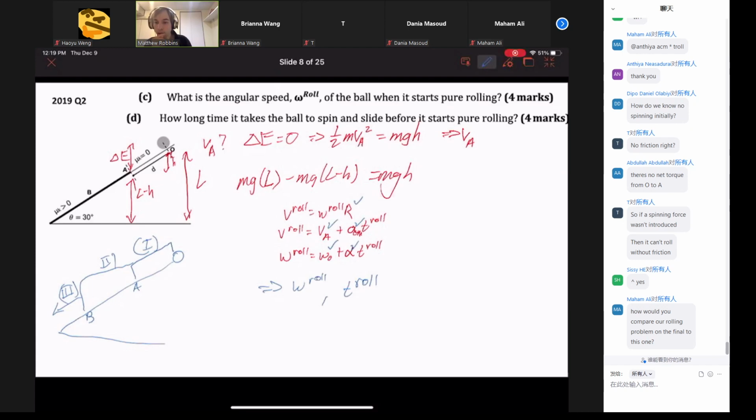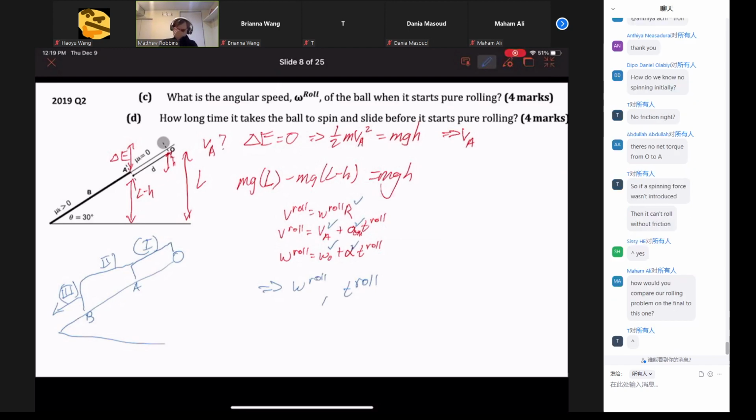How would I compare the rolling problem on this one to the one on the final? Hold on, give me a second. I need to remember what the rolling problem is. Okay, I remember it now. I'll answer it like this.